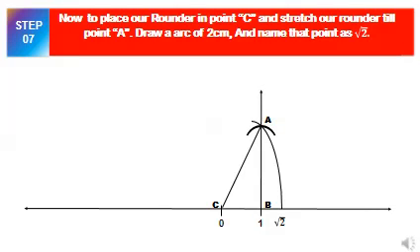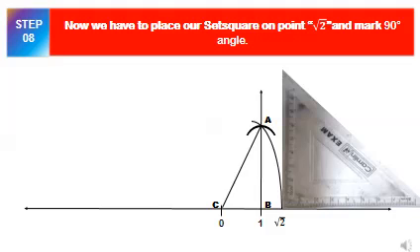And now in our seventh step, we will keep our rounder at point C, and we will stretch our rounder till point A. After stretching it, we will make an arc by keeping it on the same point C. We will draw an arc, and we will name that arc as root 2. Okay, students, we have marked root 2 on the number line.